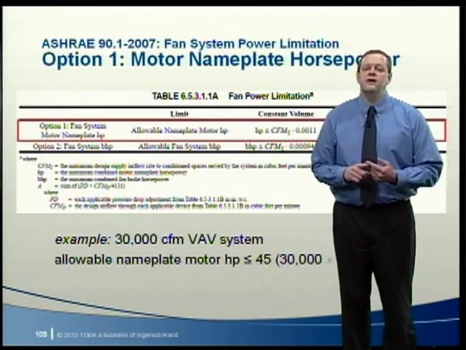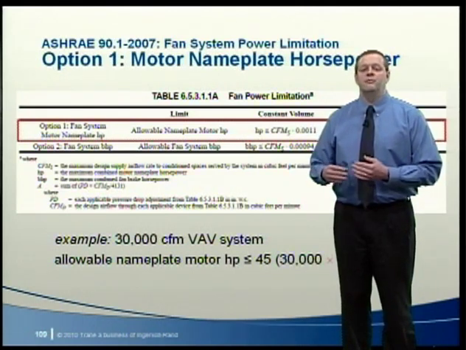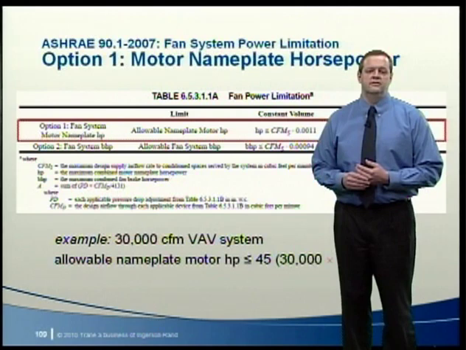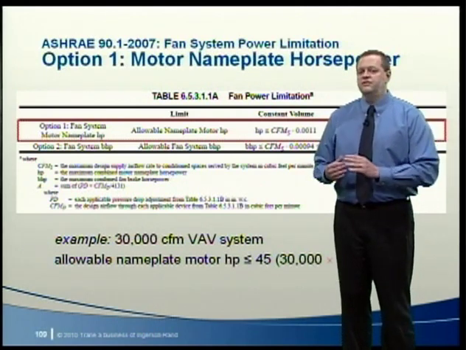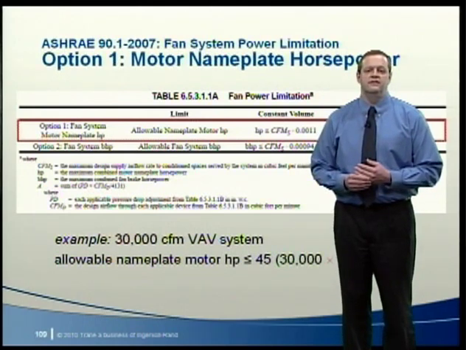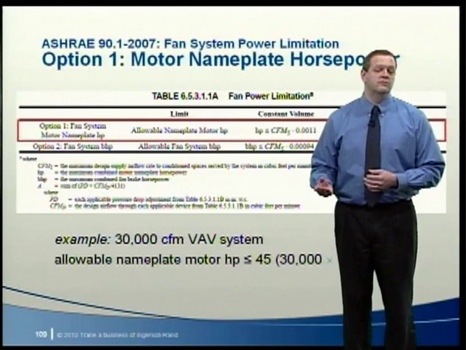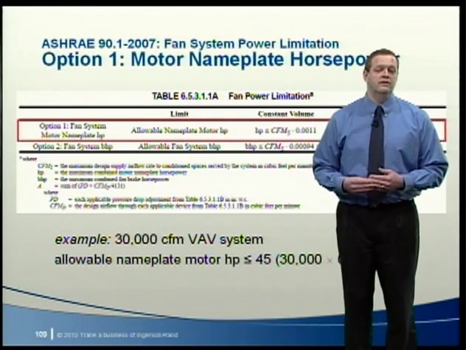And if series fan power VAV terminals are being used, they would also be included since they operate at design cooling conditions. Now note that individual exhaust fans are exempt and don't have to be included in this calculation if their motor nameplates are 1 horsepower or less. This is true whether you choose to comply using Option 1 or Option 2.